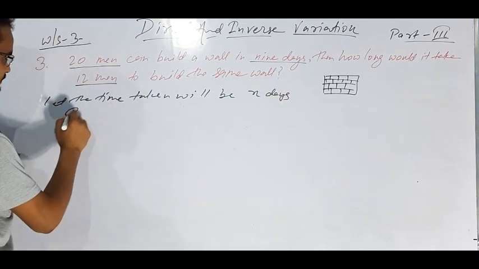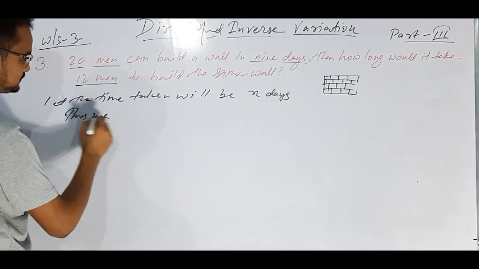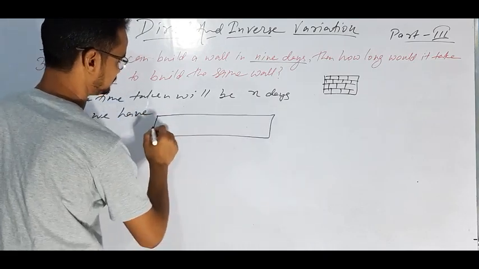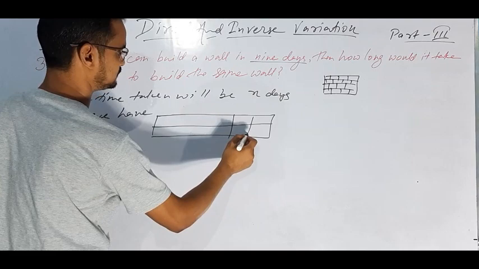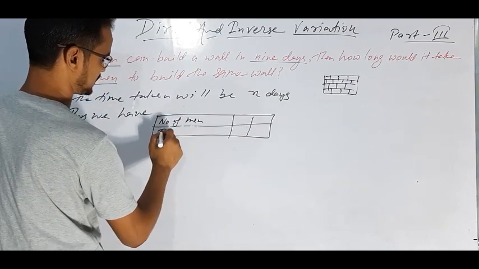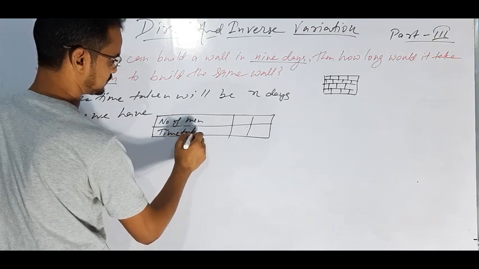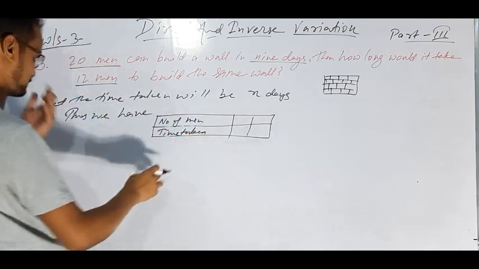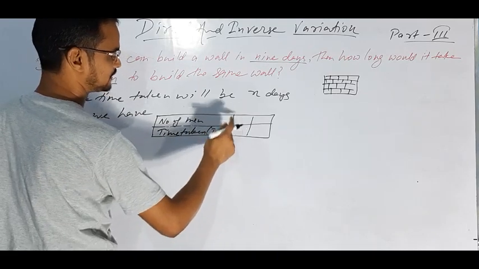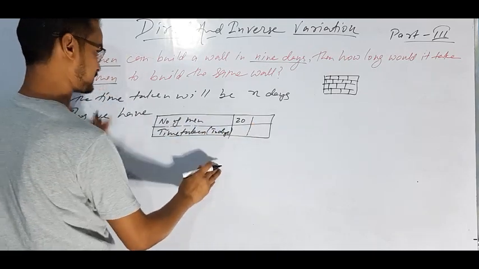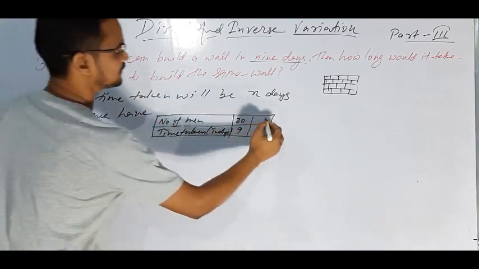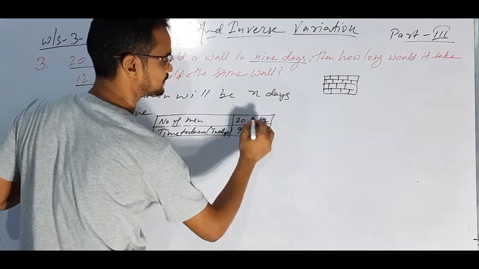Thus we have the number of men and time taken. Time is in days, so you may write in days or not necessarily. Here 20 men take 9 days. Then 12 men will do it in x days.